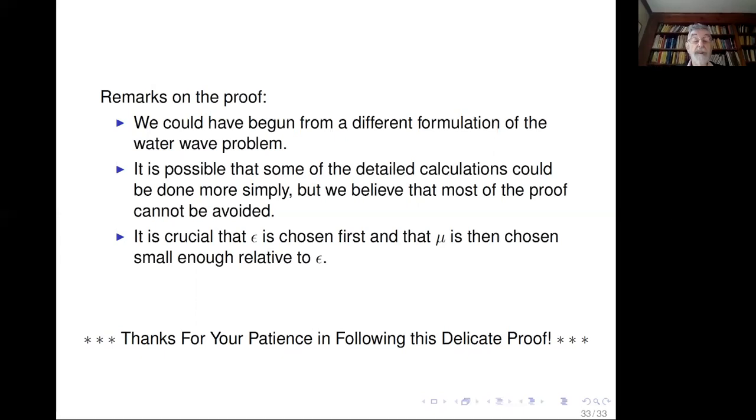And it opens up a lot of questions about the instability of, let's say, larger Stokes waves. We've always taken epsilon small in this proof, but I'm pretty sure that if you take the larger Stokes waves, which I haven't emphasized, those are probably also unstable, the same kind of instability, but there's no proof of that. Anyway, thank you.